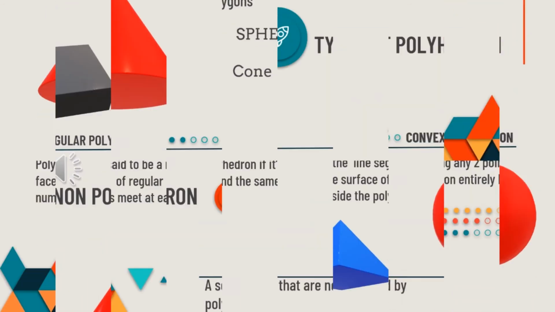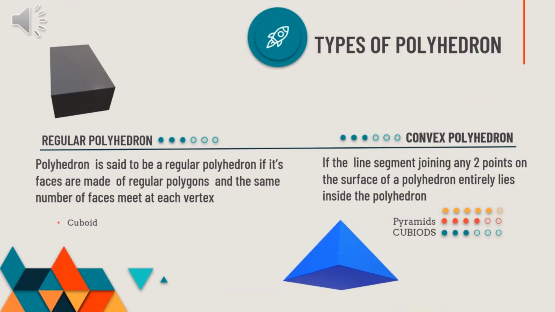Now we will be discussing the types of polyhedrons. In terms of regular polyhedrons, a polyhedron is said to be regular if its faces are made up of regular polygons and the same number of faces meet at each vertex. The best example of this polyhedron is a cube, or we can say a square prism.